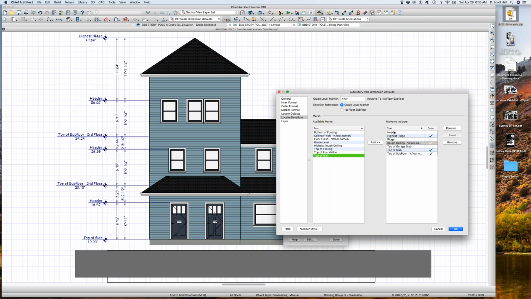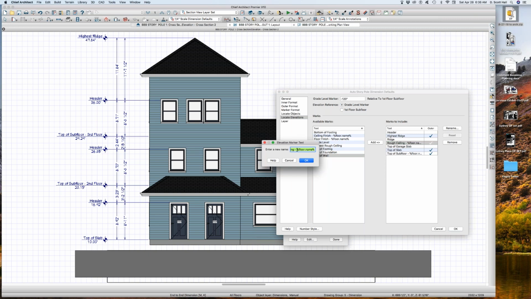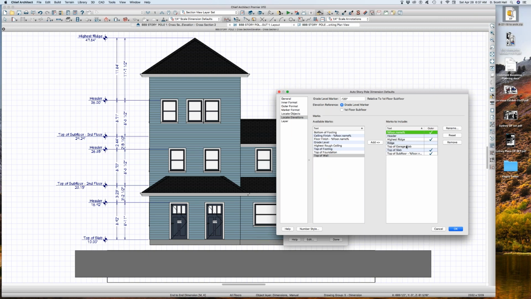Okay. Now the only thing I don't like is the rough ceiling. I want to rename that. I don't want to say rough ceiling, because it stretches it out. So I don't think I want that. I don't want top of garage slab. I want to just remove it. I do want top of slab.